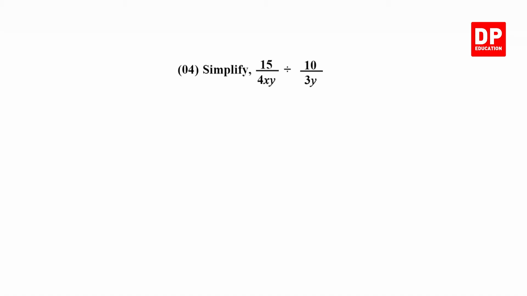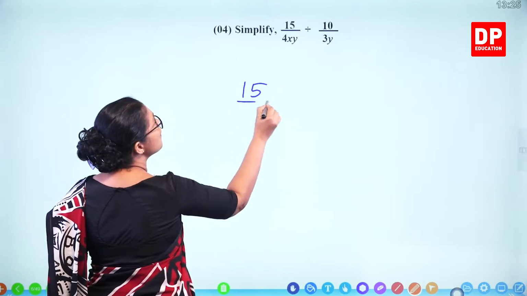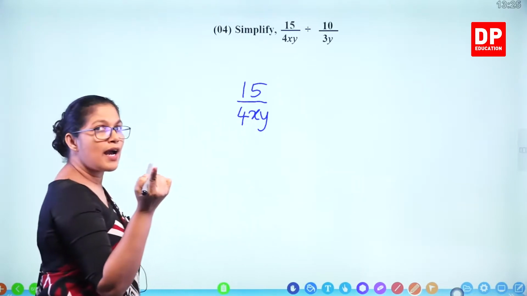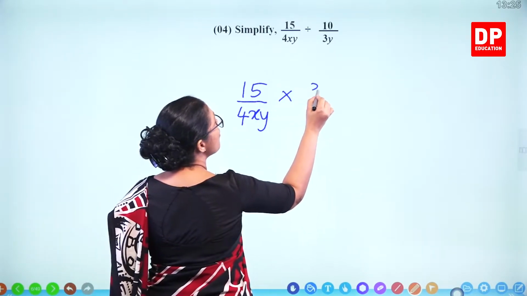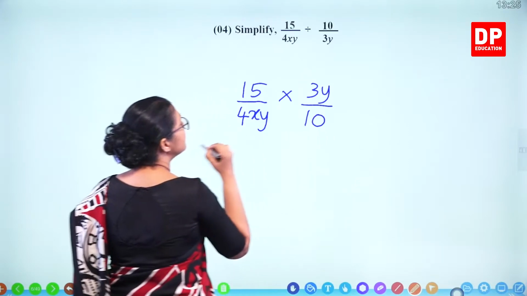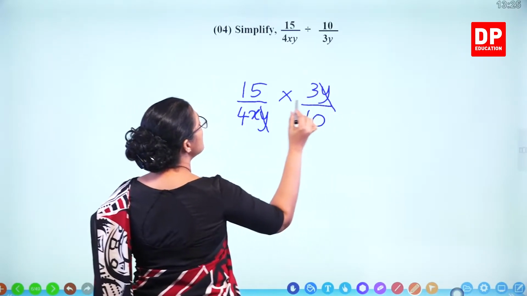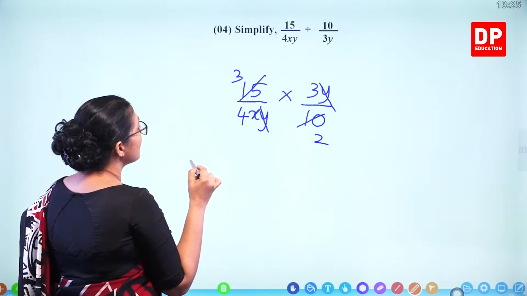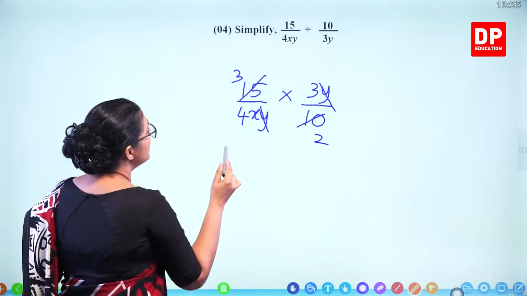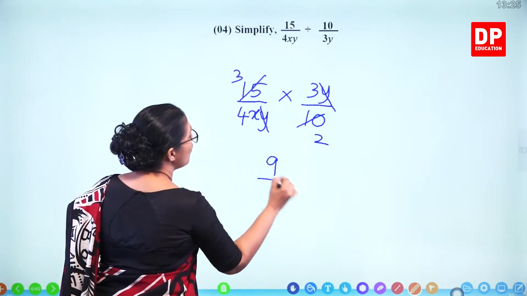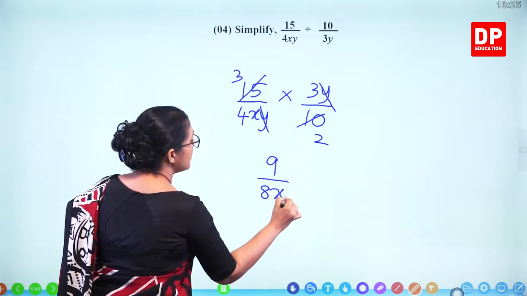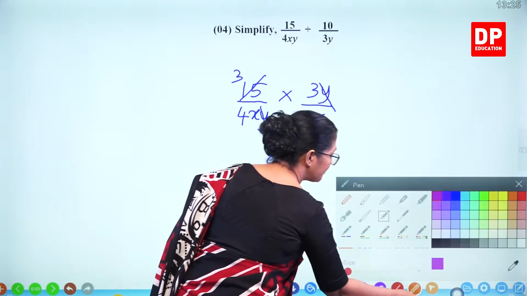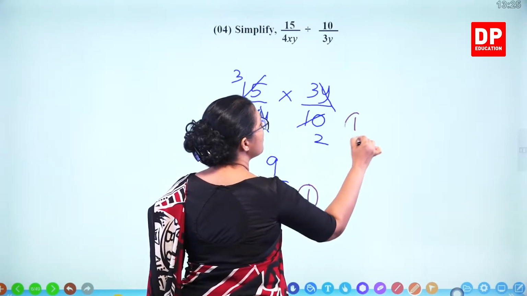Question number 4. Algebraic fraction division, 15 over 4xy divided by 10 over 3y. Division becomes multiplication of the reciprocal, 3y and 10 here. Y gets cancelled out. 5 times 2, 5 times 3. So you get 3 times 3, 9 over 4 times 2, 8x. 9 over 8x. So 2 marks again. 1 mark and 1 mark.